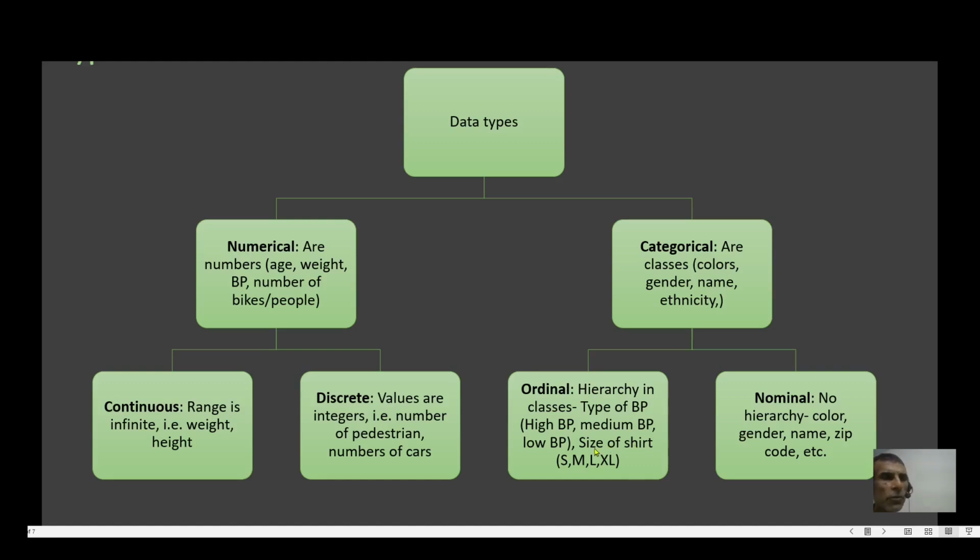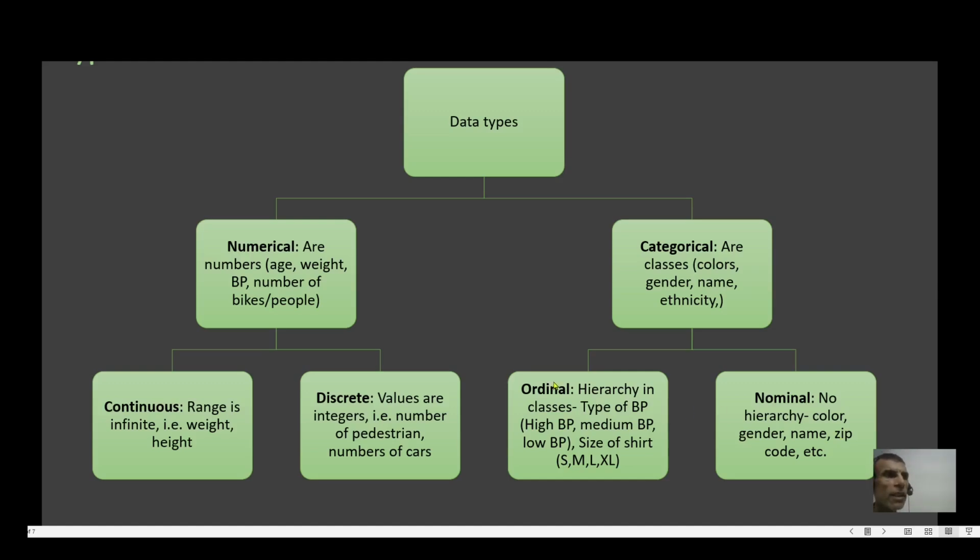Same thing with your size of shirt. You can have small, medium, large, extra large. So there is a size involved here. You can say XL is bigger than large, large is bigger than medium, medium is bigger than S. Okay, size.